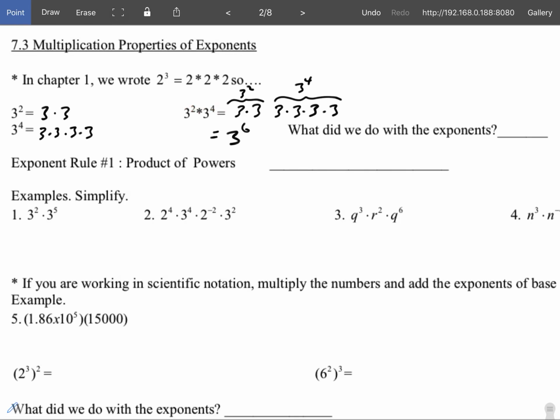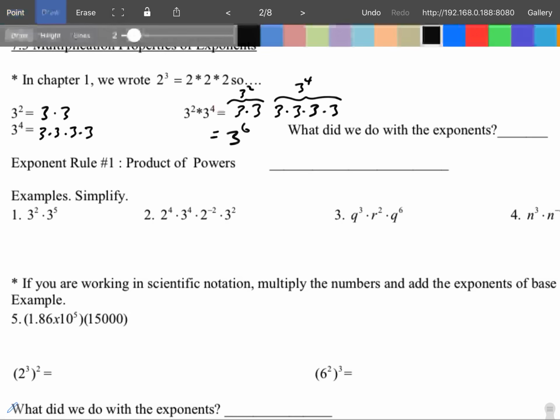So then what did we do with the powers, or the exponents? What did we do with these two? We added them. Very good, yes, we add them. So that's what we do with the exponents, we add them. So we'll write that in on this blank right here. So add them.